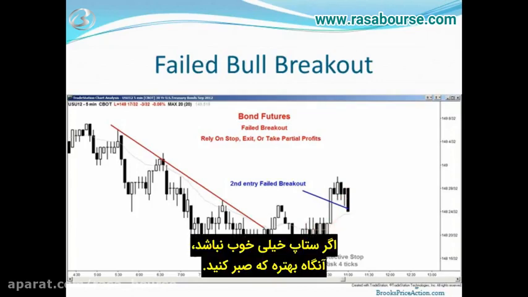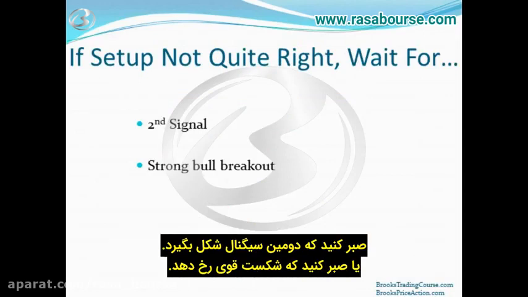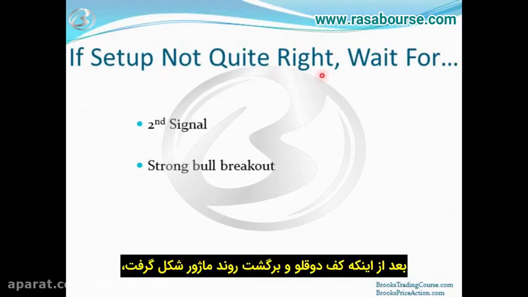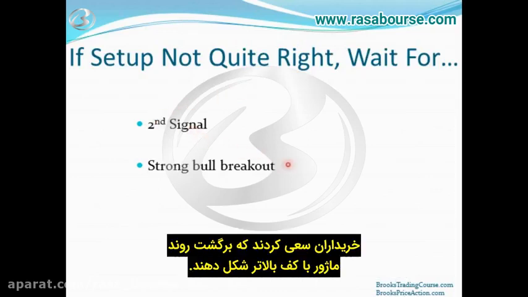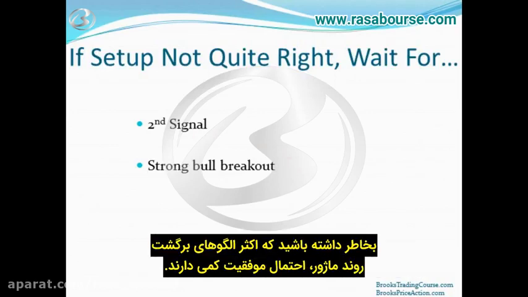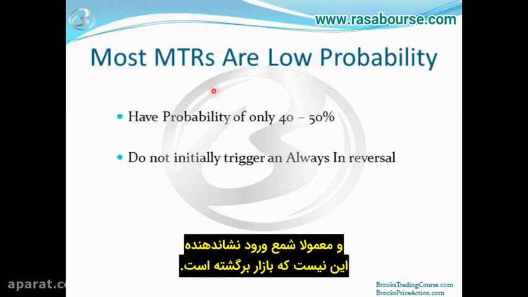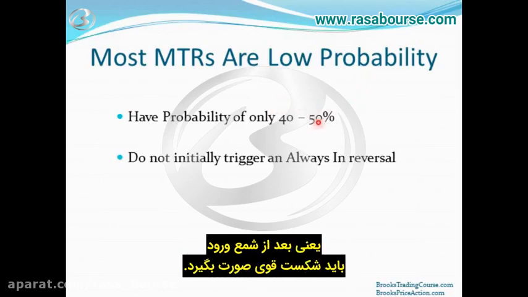If a setup is not quite good enough, wait. You either wait for a second signal or a strong bull breakout. After a double bottom major trend reversal, the bulls are going to try to form a higher low major trend reversal. Remember, most major trend reversals have low probability, maybe 40 to 50%, and usually the entry bar does not trigger an always in reversal. You need a breakout after the reversal triggers.